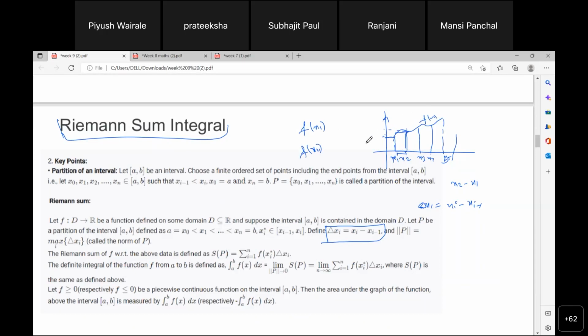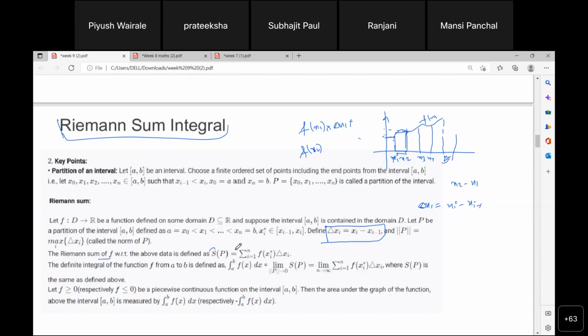This one. So I can simply multiply f of x1 by this particular length, that is del of xi. I can do this for all the rectangles and then sum it. In this way, I will get the area under the curve from A to B. Right. The same thing we are doing here is a Riemann sum.